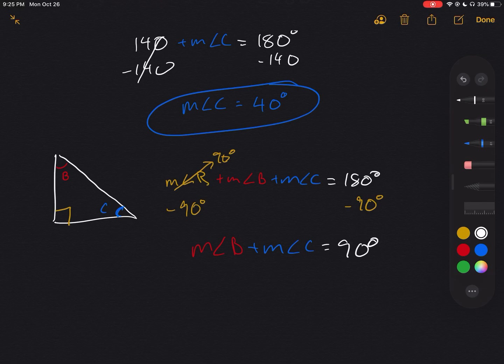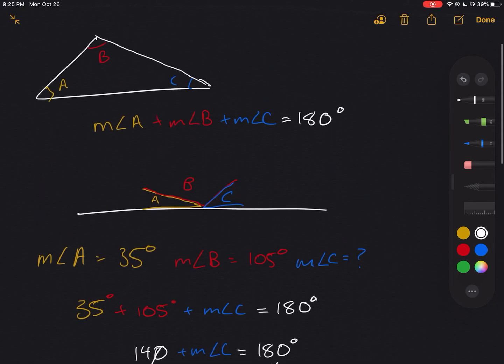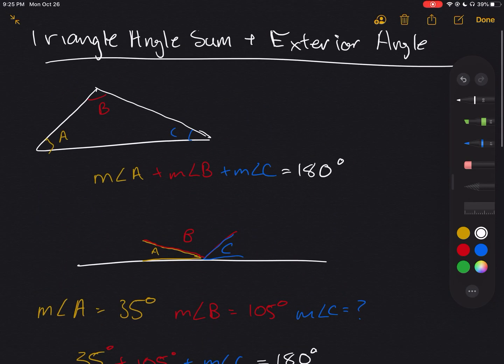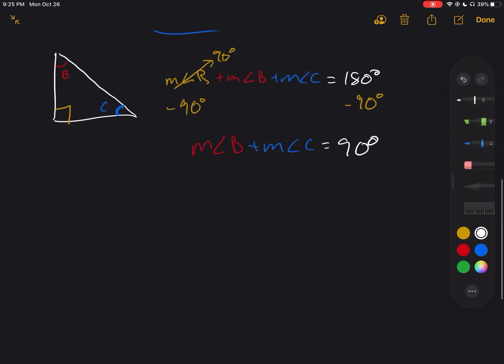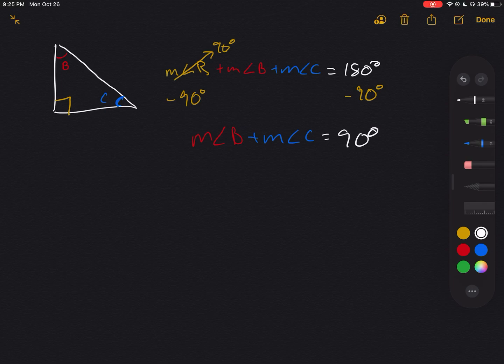Now, if you forget this, it's not a big deal, but it's worth mentioning. Obviously, if I know that that's 90 and I know B or C, then I can just use the triangle sum theorem. But it's a nice little idea to have in the back of our heads.